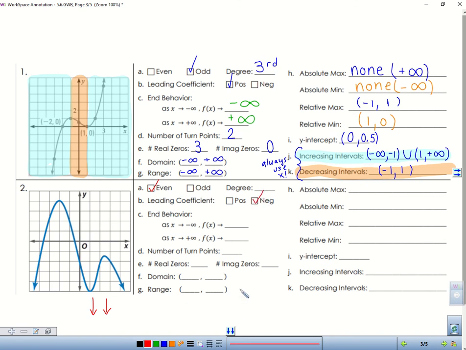Good, it's even and negative because it ends down. Negative means it ends down, positive means it ends up. Now we're going to look at the turning points. We have 1, 2, 3 turning points. Everyone see that? That's where we cross hills and valleys, where we change direction. Which means that the degree is? Fourth.